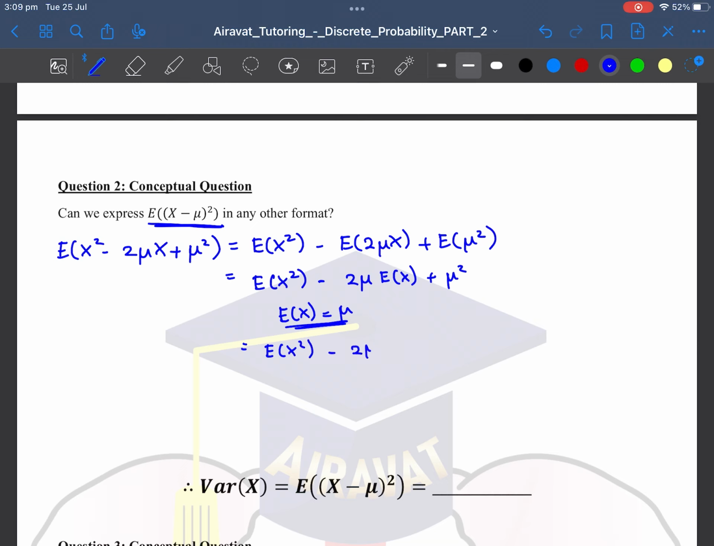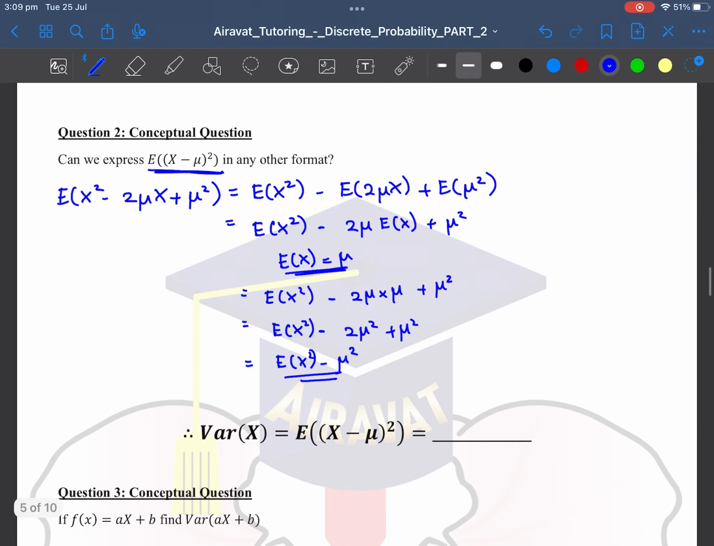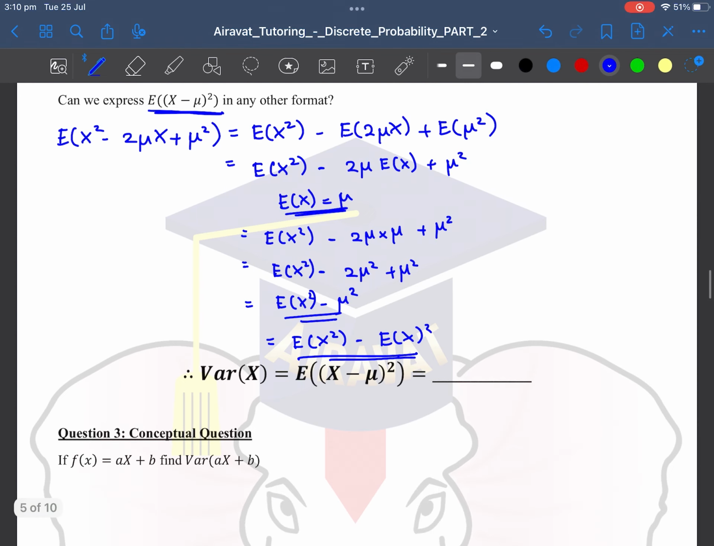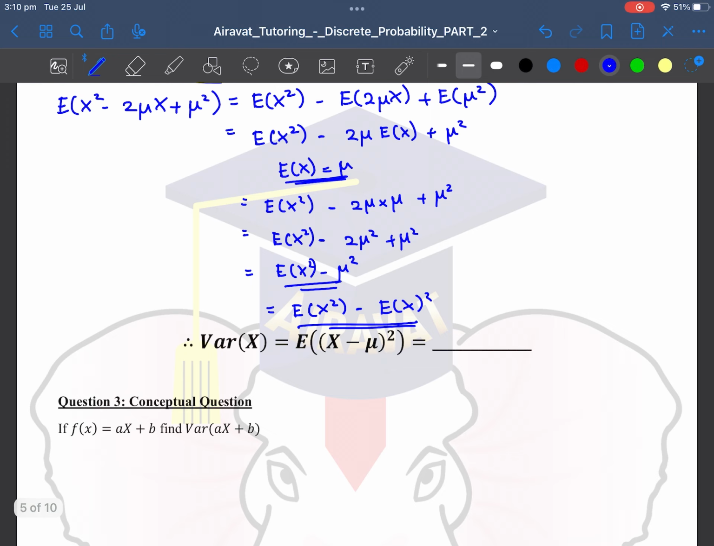So E of X squared minus 2 mu times mu plus mu squared, which equals E of X squared minus 2 mu squared plus mu squared, and that is E of X squared minus mu squared. Now I'm going to substitute back E of X instead of mu, so that our final equation is E of X squared minus (E of X) to the power of 2. And there you go. This is another way we can calculate variance in discrete probability, which is a lot more feasible, because we can easily find E of X squared and also the mean and then square it.